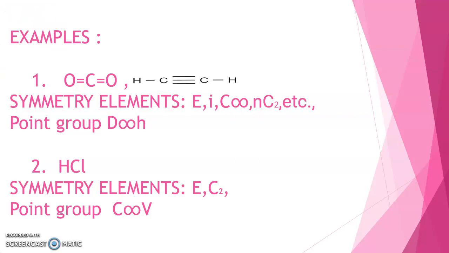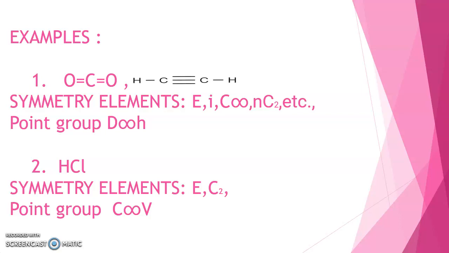So the carbon dioxide molecule is linear. Both carbon dioxide and acetylene molecules have a linear structure. These two molecules have an inversion center also. Okay, so if the molecule is linear and also has an inversion center, it means the point group of the molecule is D infinity h.